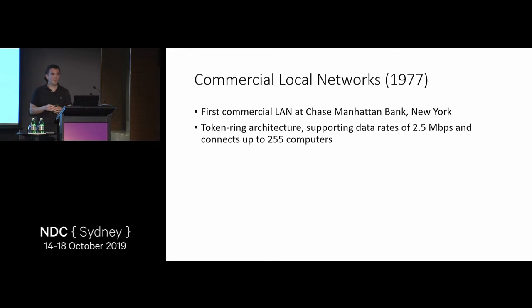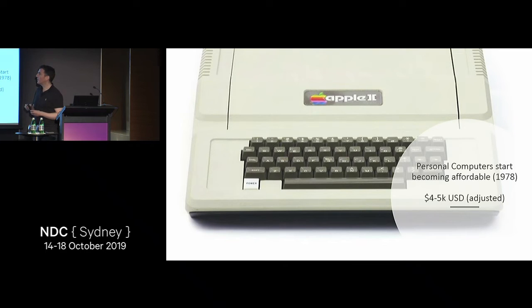In 1977, we see what's known as the first commercial local network at Chase Manhattan Bank in New York, using a token ring architecture and apparently able to support up to 255 computers. Personal computers start to become affordable. Somewhat expensive, between $4,000 and $5,000 US dollars in modern day adjusted terms, but they're just about in reach of maybe some more wealthy individuals here.